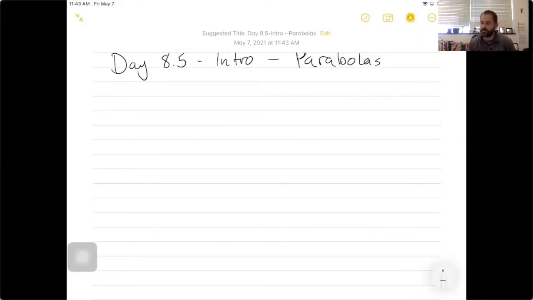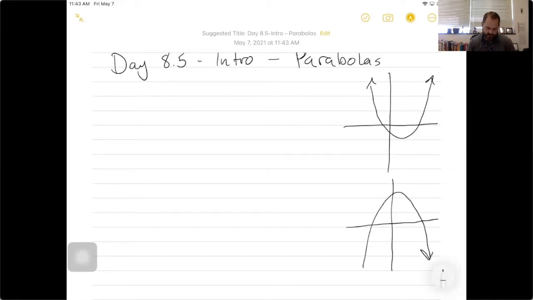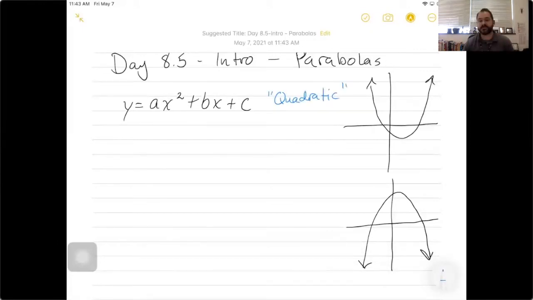So a parabola is a U-shaped curve, and anything that looks kind of like this when we graph it, or it might be upside down like that, that's called a parabola. And that always comes from some equation kind of like this. If we had y equals ax squared plus bx plus c, and this is called standard form of a quadratic. Okay, this is a quadratic equation, a quadratic function. Anything in that form is going to give us a graph that looks like this, called a parabola.